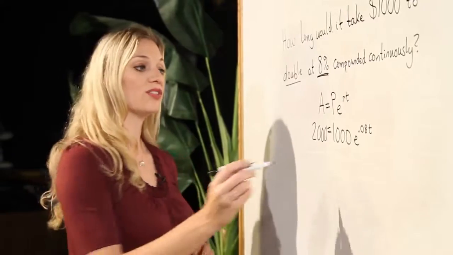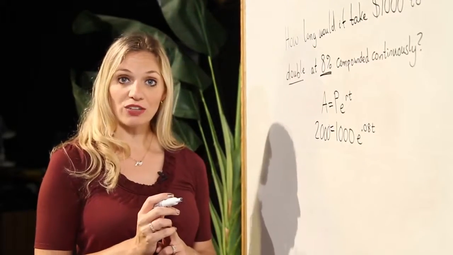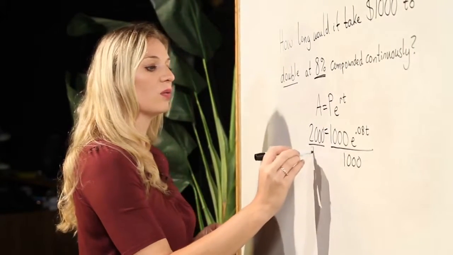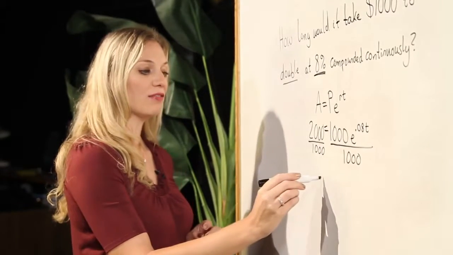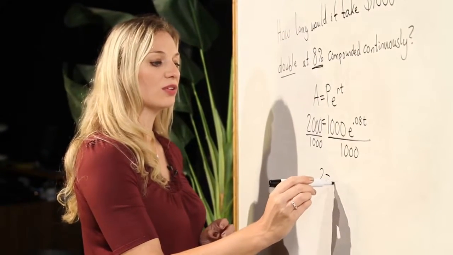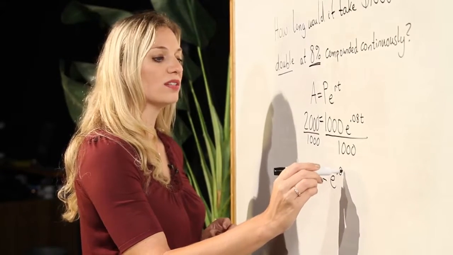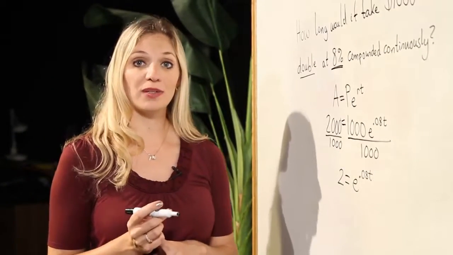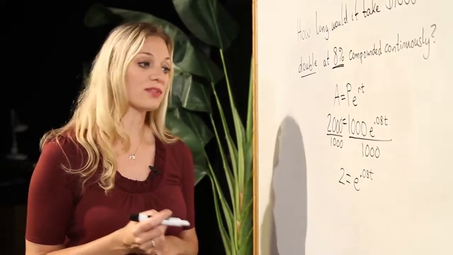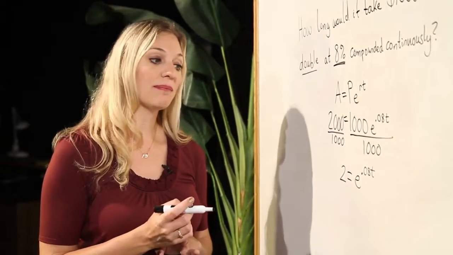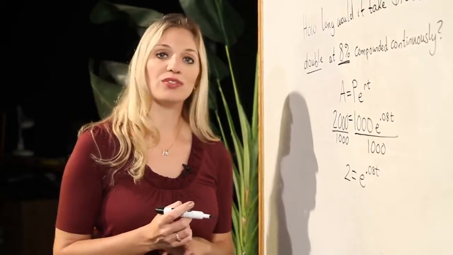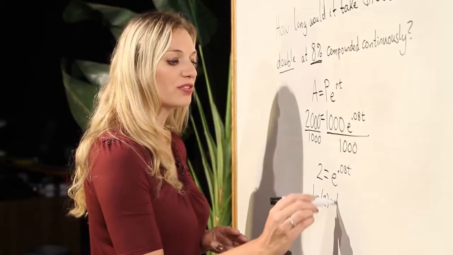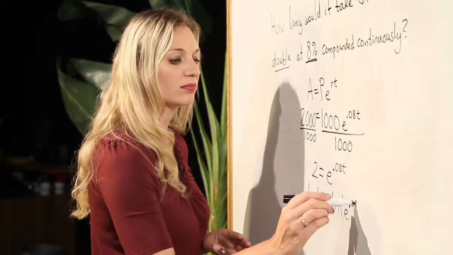Now we must go down and solve. In order to isolate the exponential on one side of the equation, I will divide both sides through by 1,000. Thus, I will now have that 2 is equal to e to the 0.08t. In order to solve for my exponential, I must use logarithms. Since e is my base of my exponential here, I will use a natural logarithm. I will take the natural log of both sides of my equation here.